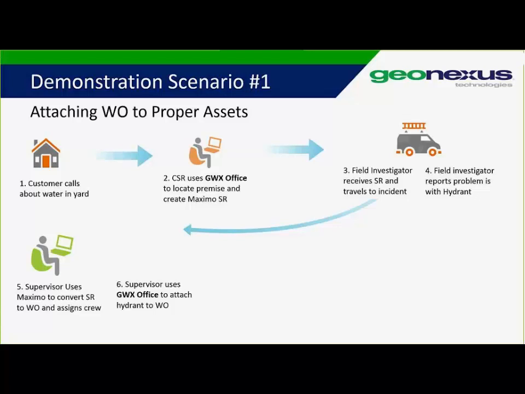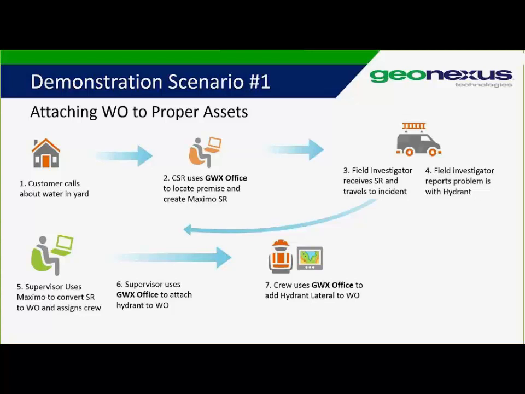So now that the work order is attached to the proper asset they're going to repair, the crew can actually use this tool, GeoWorks Office, to quickly find the hydrant and where they need to be routed to fix that hydrant, as well as attach any other assets that they work on to that existing work order.